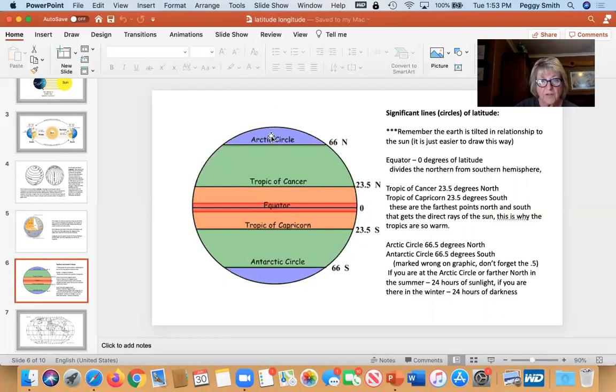If you're up there in the wintertime, you're going to get 24 hours of darkness. Okay, we were up in this area, we were at 70 degrees north, one summer, it was actually in August. And I thought, what do they mean 24 hours of sunlight? How light is it? So I was sleeping in a train car.